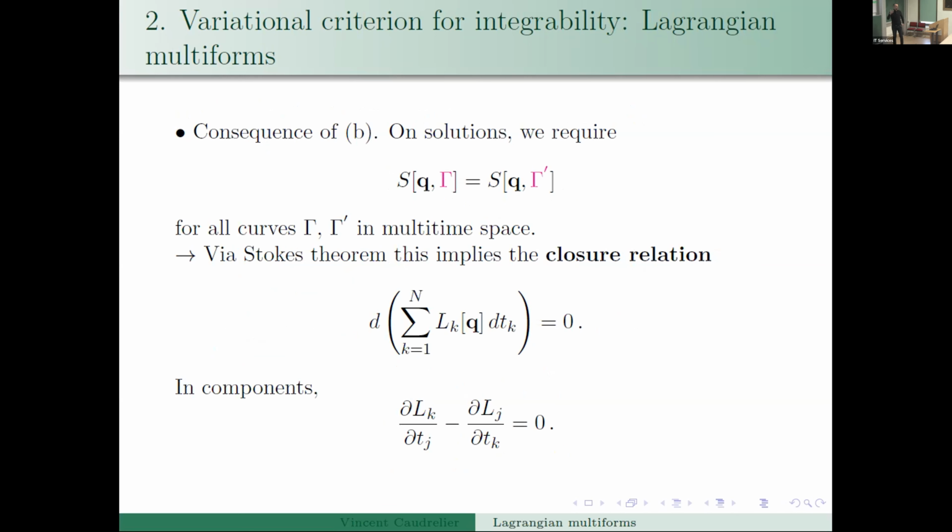And then the consequence of the second requirement, the fact that you should have the same value on solutions, and that's the key, on solutions, no matter what the path is. There's a geometric interpretation: you have a closed form, essentially a closed one-form. In components, it gives you this condition. And that's the one that corresponds to Poisson commutativity of the Hamiltonians on shell.